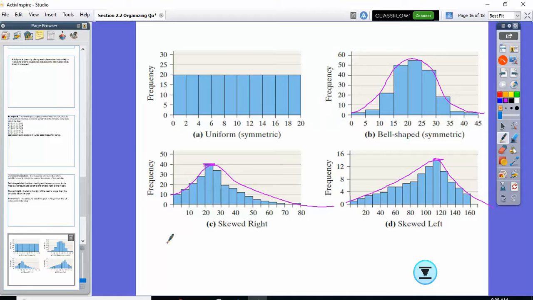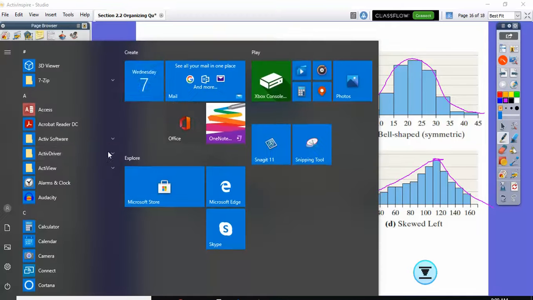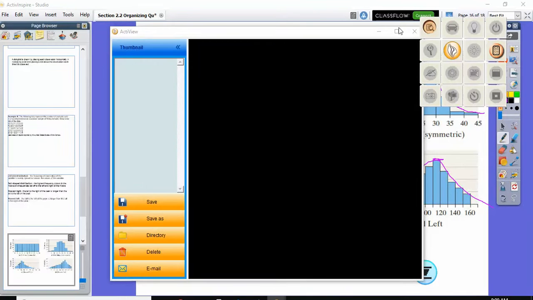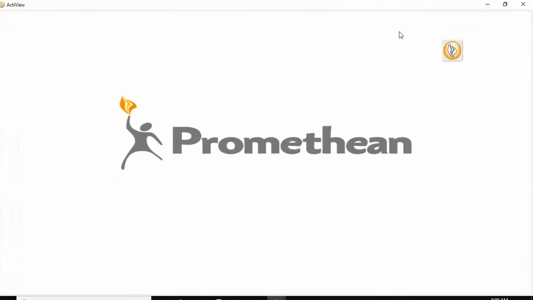I'll give you a second if you're trying to sketch a picture to go with the terms that we drew. We will use these terms throughout the semester. Right now we're talking about histograms. Later on we will have the curves themselves, not just bars. So we'll use these terms throughout. Okay.